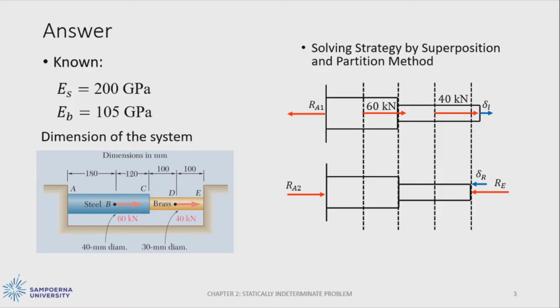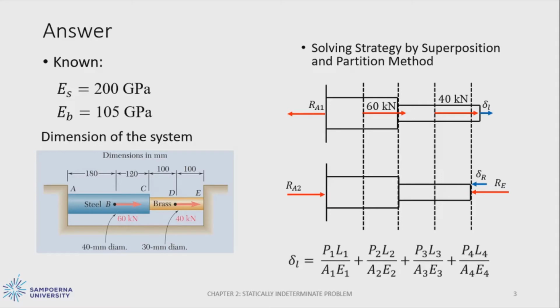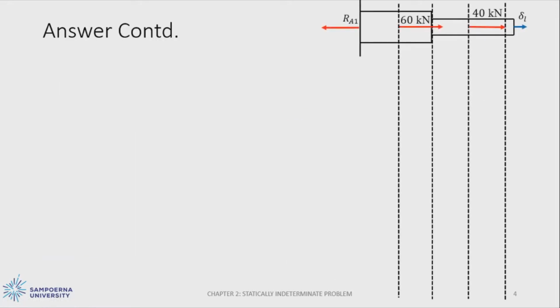After we find the deformation for each partition, we add up all of the deformations to obtain the total deformation. Like this one, we have a deformation L. We add up the first partition, second partition, third partition, and fourth partition. Then we go through the partition method first. In this partition method, we must find the RA1 first to find the internal force for the first partition.